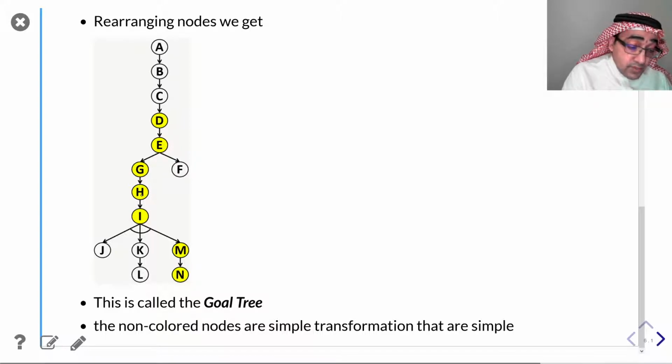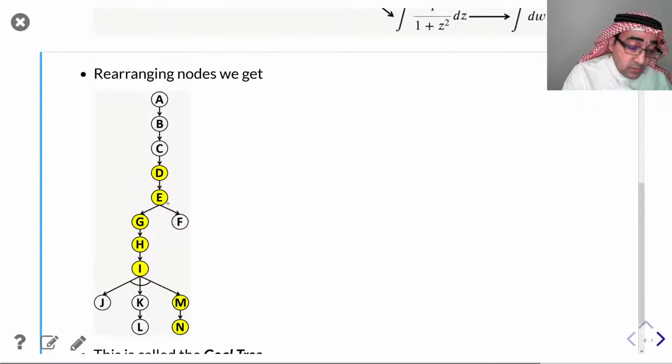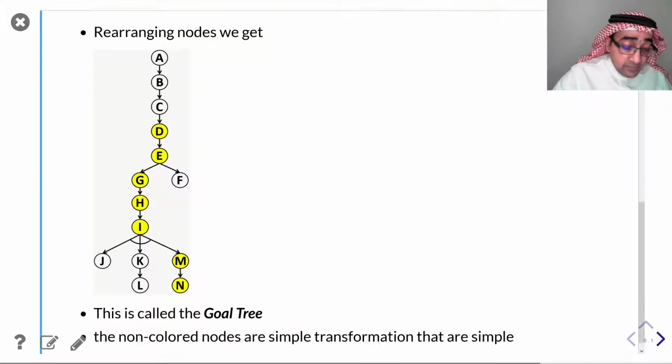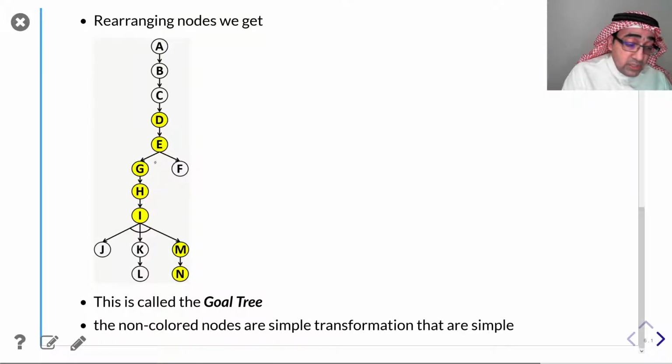Now you have two cases. One is like this one, and the other one is coming for the K and L. So you can go D, E, G, H, I, K, L, or D, E, G, H, I, M, N. They both have the same length. So this is 1, 2, 3, 4, 5, 6, 7. This is a tree of depth 7. It's a very complicated problem. The bigger the tree becomes, the harder the problem is.